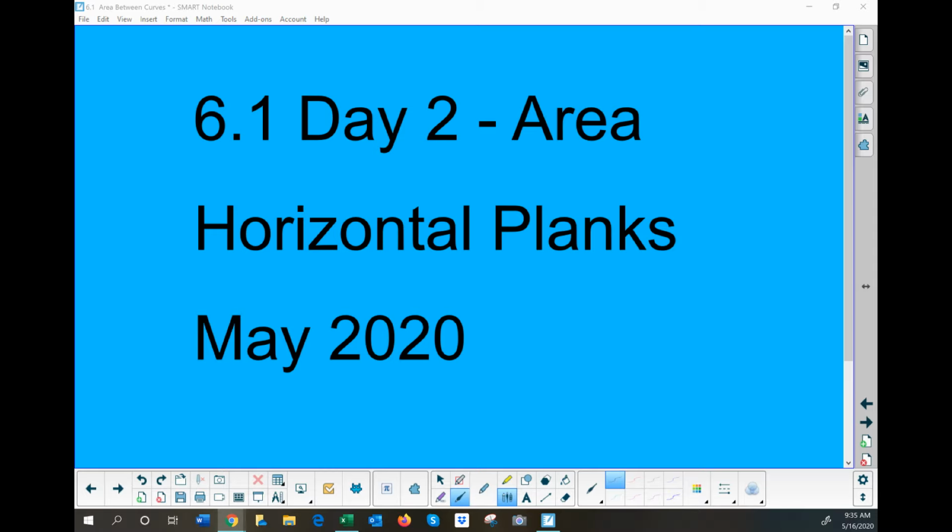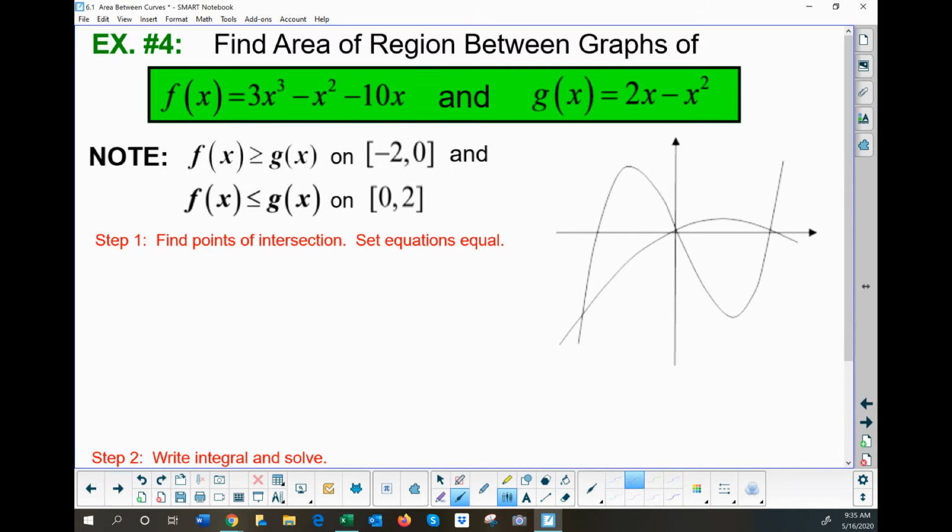Well, hello. Let's look at section 6.1. We're working on day 2, and we've got a few of the special events that happen when we're taking area between the curves. So let's get started. Here we go. We've got an f of x function that is cubic. We've got a g of x function that is quadratic. So I think you can pick out which is which.